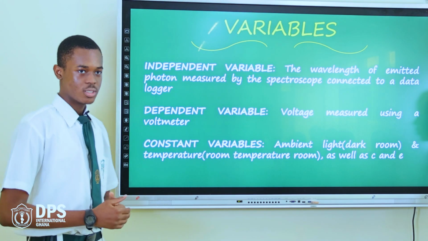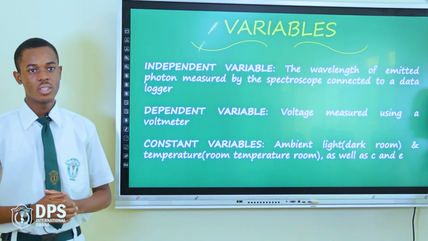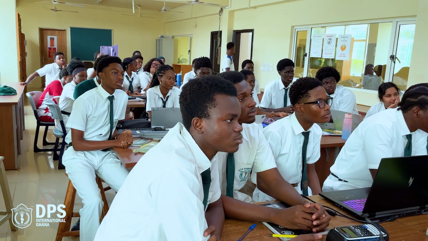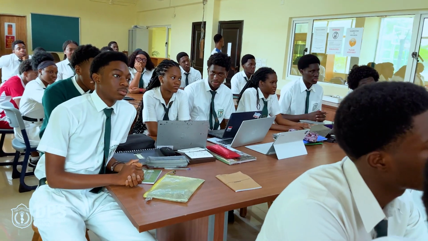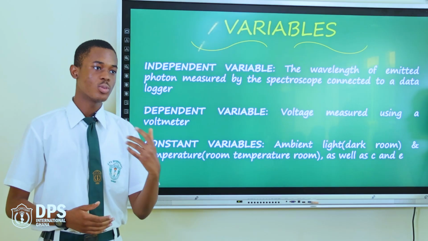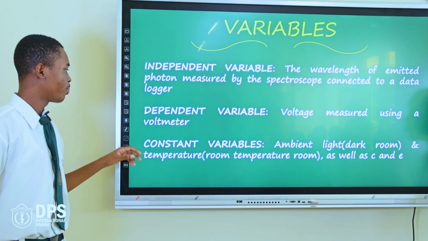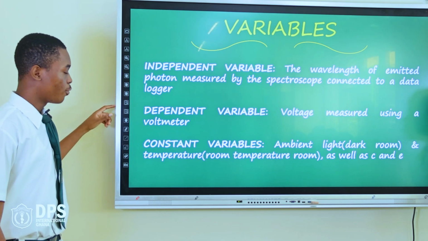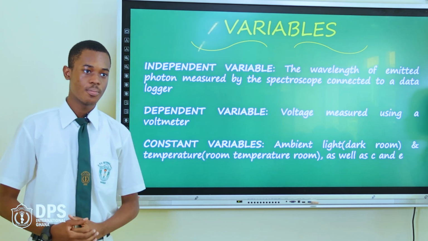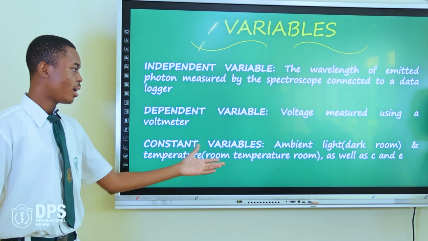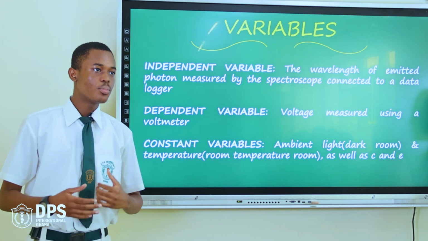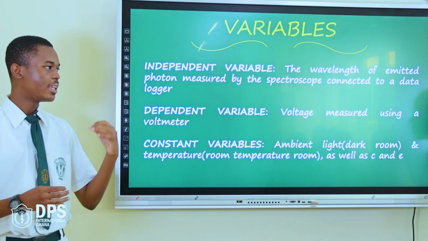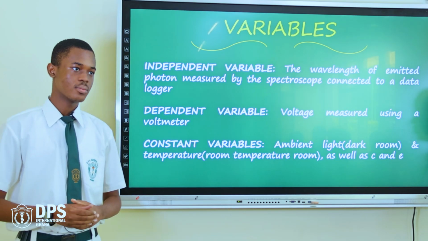Looking at our variables, our independent variable will be the wavelength of the LED. So we pick an LED of a known wavelength, and we can confirm it using a spectroscope connected to a data logger, as shown in the diagram. Our dependent variable will be the voltage measured using the voltmeter, and our constant variables will be the ambient light, temperature, and the other constant variables. It's important to do this in a dark room to clearly see the LED lights.